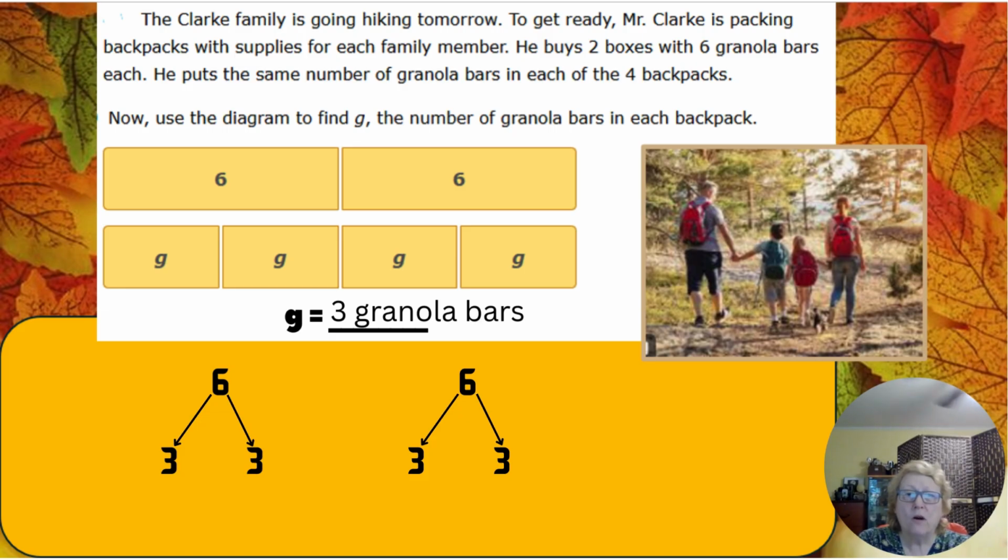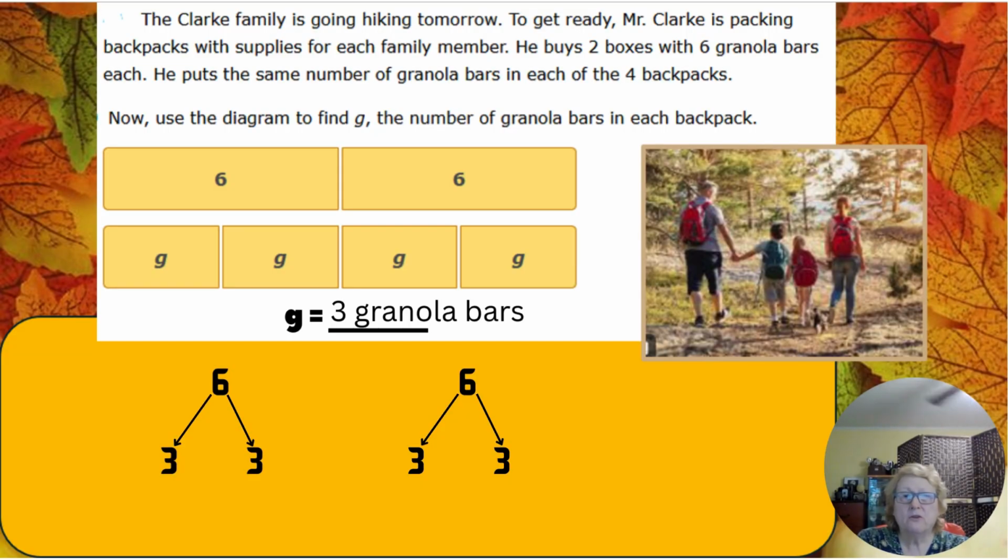Look at the second row. You've got 4 boxes with the variable G in them. What do those 4 boxes represent? Those represent each of the backpacks, because how many family members are there? There are 4 family members, and each person is going to have their own backpack. So row 2 represents the backpacks, and the variable G represents how many granola bars are going to go in each backpack. The math story told you that there would be the same number of granola bars going into each backpack.